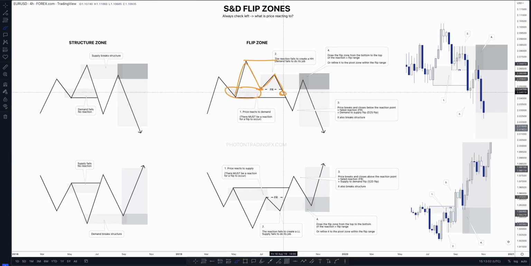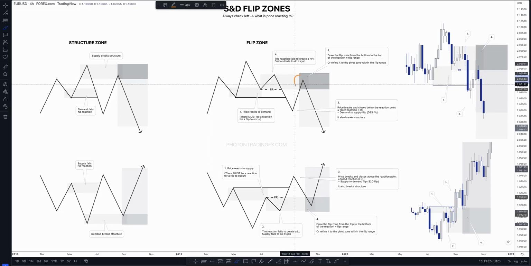So a zone fails only once price trades through it, which is what happens if price is down here. That's when the zone has failed, but the reaction fails when it closes below the start of the reaction. Hopefully that makes sense. So once we get that closure below and we also get the shift in structure, now we have a zone that flipped demand to supply and it led to a break of structure.